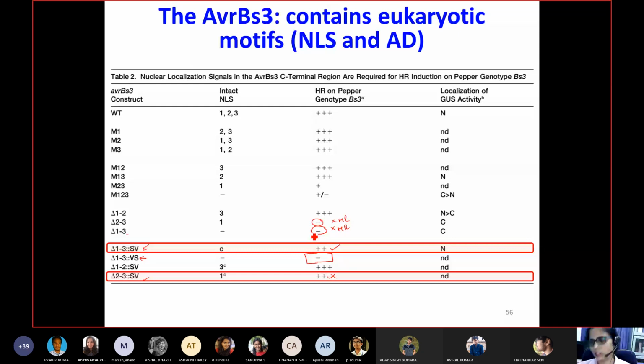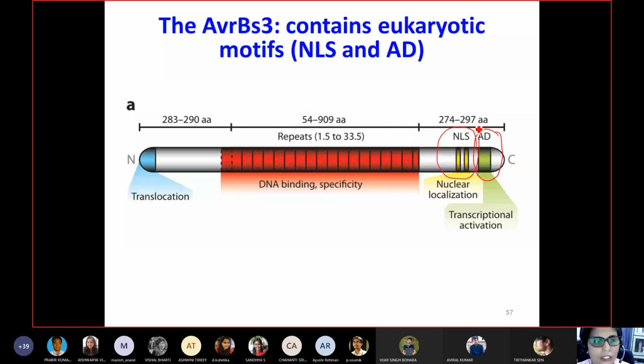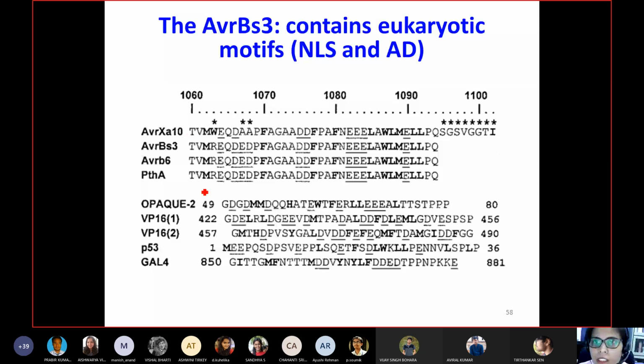Okay. So moving further, we have talked about our NLS system. Next we wanted to see this acidic transcriptional activation domain. Again, they did a similar kind of experiment. They had various hydrophobic residues in these sequences, especially around 1064, where the underlined regions are, right? These are hydrophobic sequences, and by converting these from BS3 or XA10, they were able to see that these are the acidic domains, and these are important for its activity.